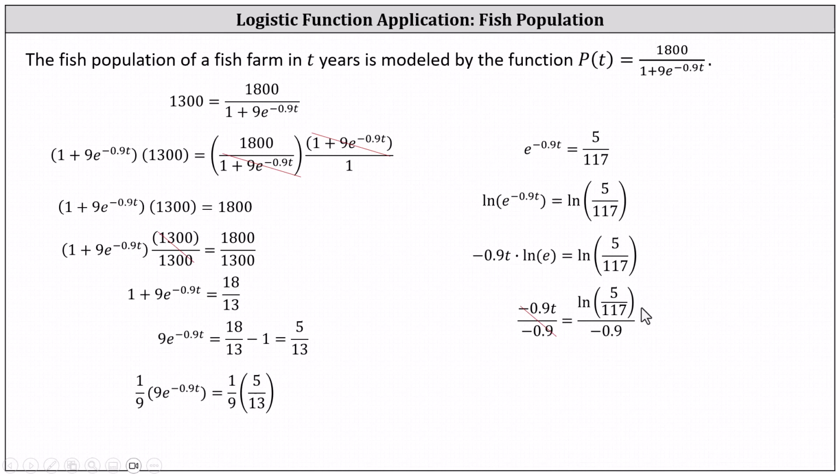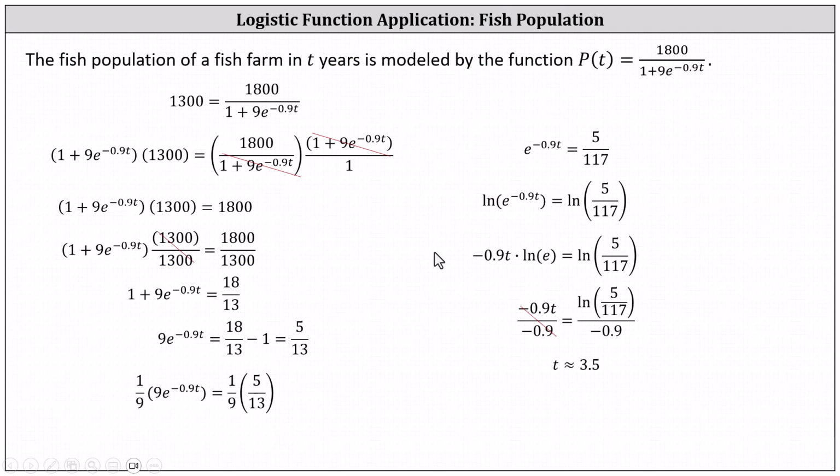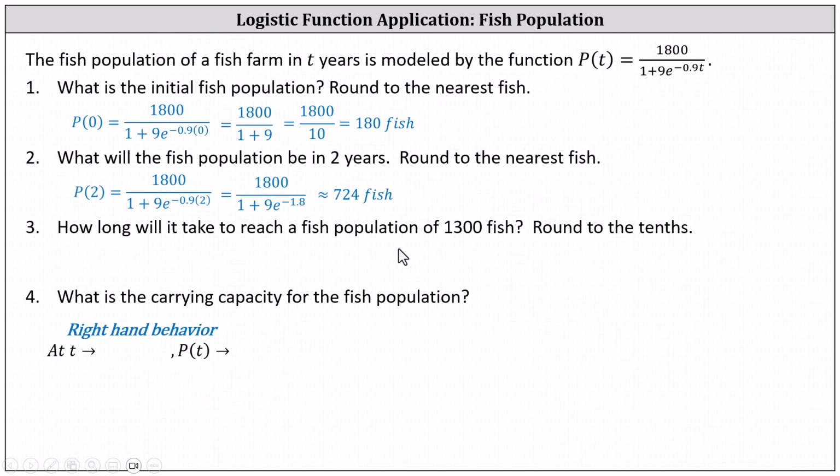And now we go back to the calculator. I've entered the expression for t in cell 4. To the nearest tenth, we have 3.5 years. Or to solve this graphically, notice I've entered P of t in cell 1, and now if we enter P of t equals 1,300 and turn this graph on, we can also determine t by determining the t coordinate of the point of intersection, which gives us the same value of t of approximately 3.5. So going back to our question, we now know it will take approximately 3.5 years for the fish population to reach 1,300 fish.